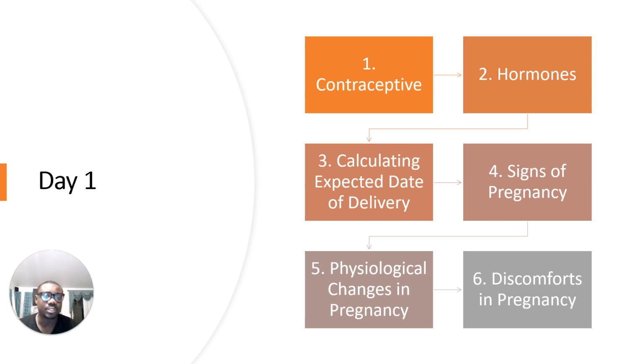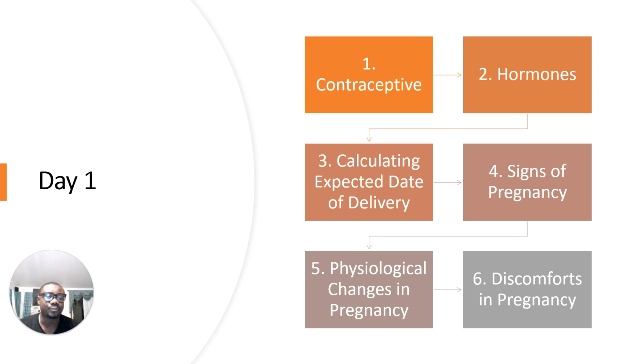We'll look at the various hormones that can be helpful in controlling pregnancy, in preventing pregnancy, and also harboring and nourishing pregnancy. There are hormones that are responsible for those different types of functions of the body in pregnancy, before pregnancy, and even after pregnancy, which is the postpartum period. Then we'll look at calculating EDD, expected date of delivery. How do we calculate that? We'll look at that on day 1.